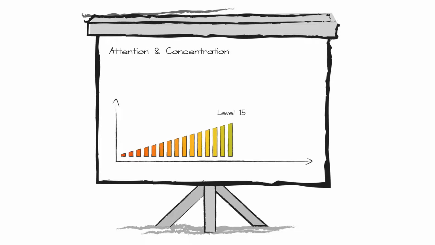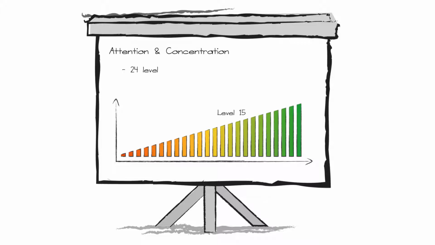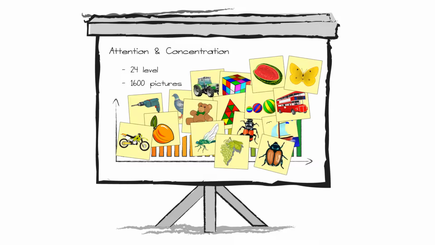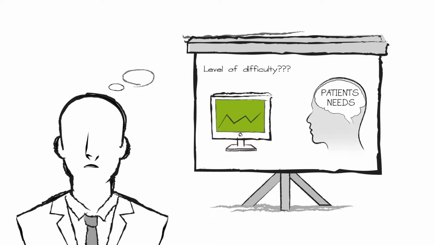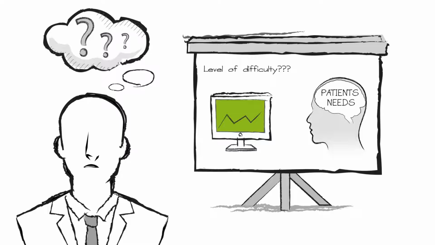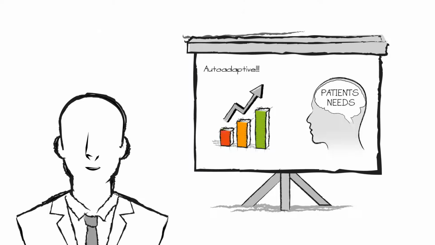Level 15 is not the end. The module Attention and Concentration can be used over 24 levels of difficulty, with more than 1,600 pictures provided to keep the training rich in variety. You may ask, how should I know which level of difficulty my patient needs? The answer is, you don't need to.